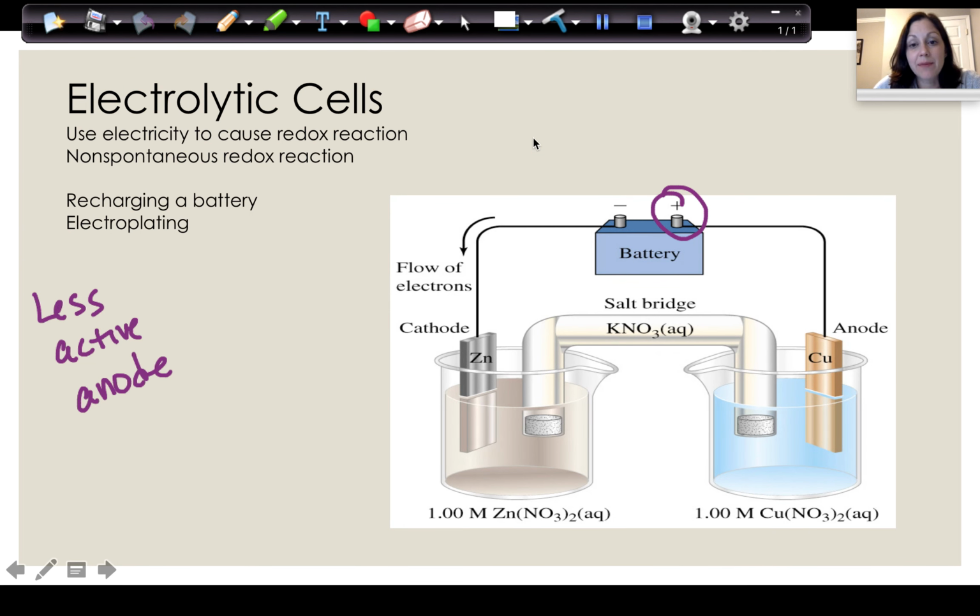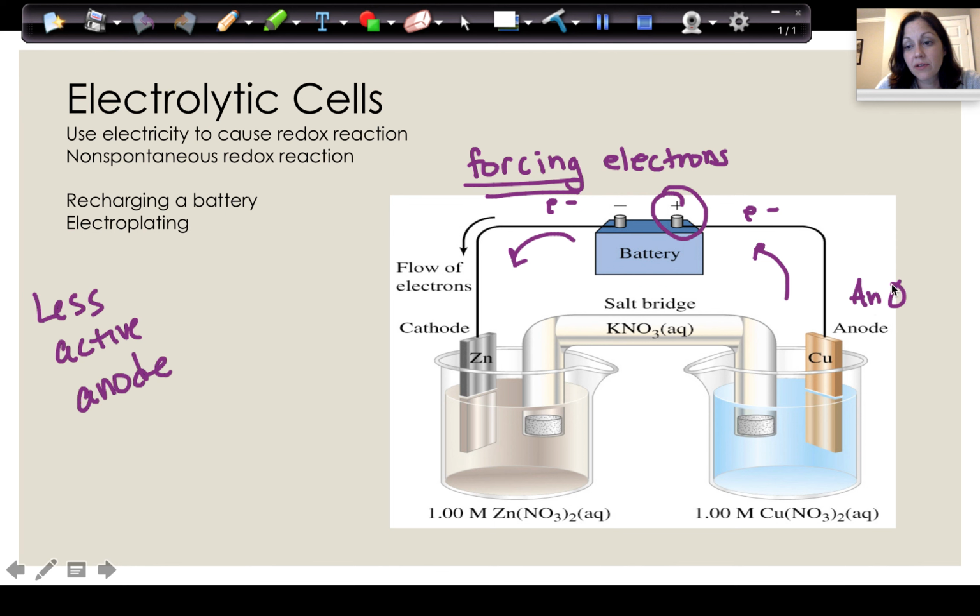And what happens is that the battery, or the source of electricity, is actually forcing the electrons instead of allowing them to go in their natural direction. So we're using electricity to push the electrons in the direction that they wouldn't normally go, and we're causing the reverse reaction to happen. Electrons still go through the wire, still from anode to cathode. Anode is still the site of oxidation. Reduction still happens at the cathode, but now we're just pushing the electrons in the direction that they wouldn't normally go.